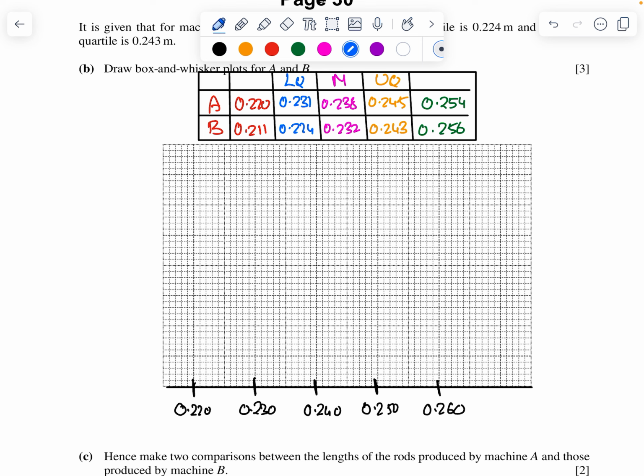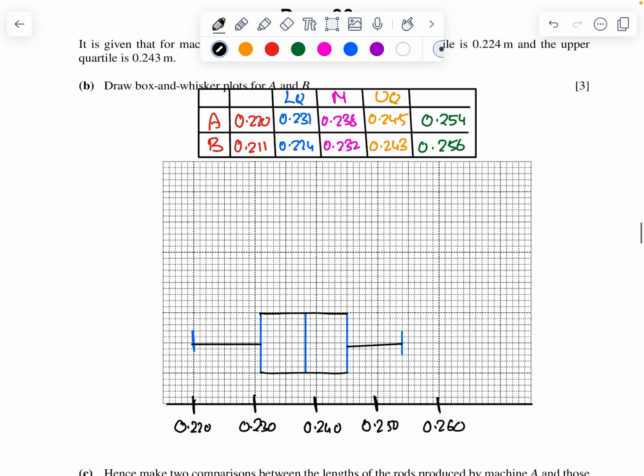Now for A, the least value is 0.220, and 231, then 238, then 245 and 254. I complete the box and whisker for A. Then for B, 0.211.